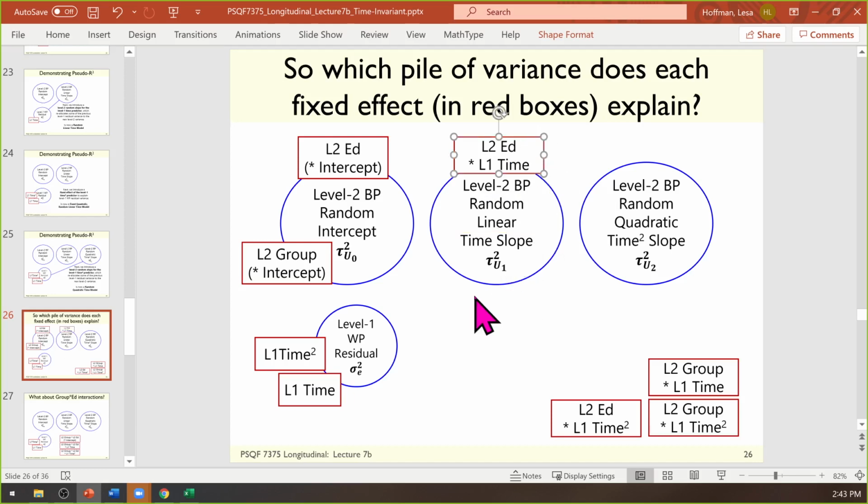Now, why is that? Conceptually, this circle right here, U1 as a random variable, the variance across people being the random linear time slope variance, that is, why do people change differently to begin with? Maybe some people change differently because they have more education or they have less education. So education by time, the job of it is to explain the time random variance. They match.